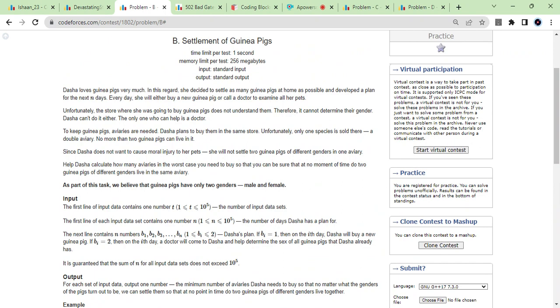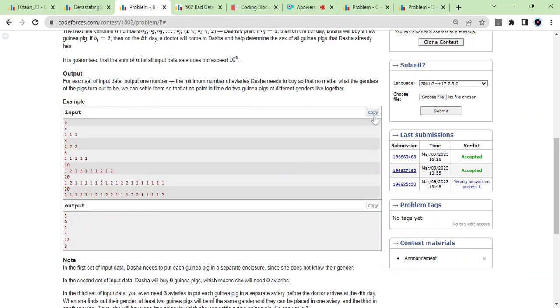Because a box can contain only two elements, anything greater than two does not make sense for one box, right? So a box can contain either two males, or two females, or one male, or one female. And at the end you have to return the total number of boxes required.